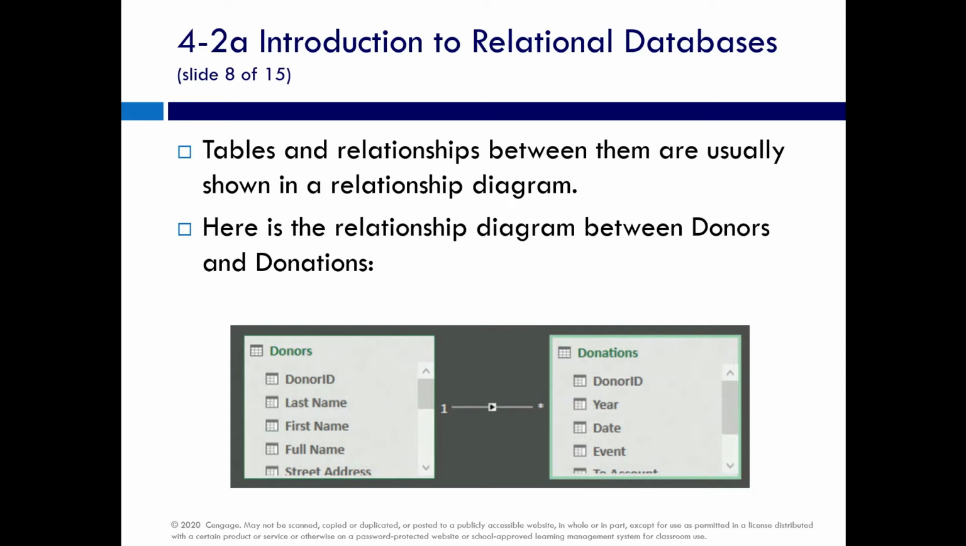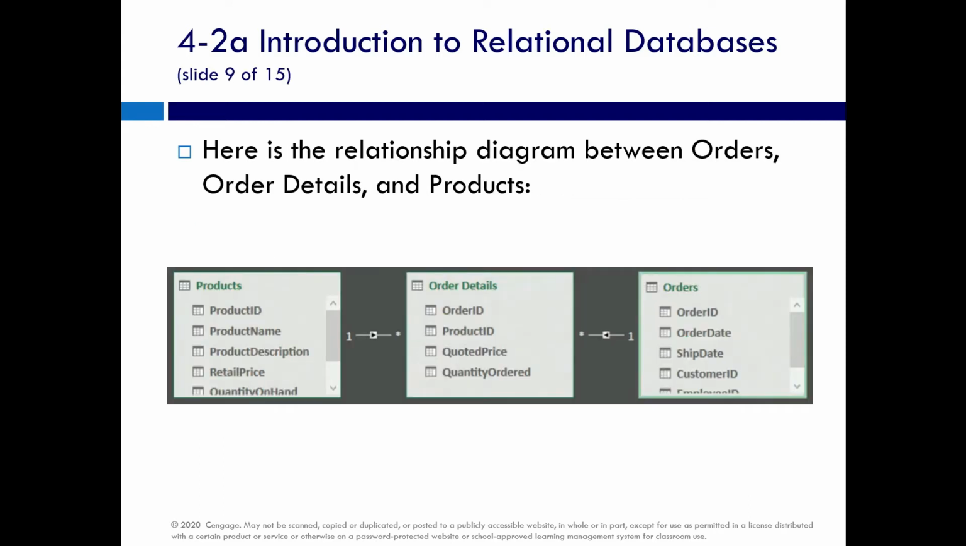Tables and relationships between them are usually shown in a relational data diagram. Here's the relational diagram between donors and donations. Here's a relational diagram between orders and order detail. So you have many products, you can have many orders, and you have the order date over here.